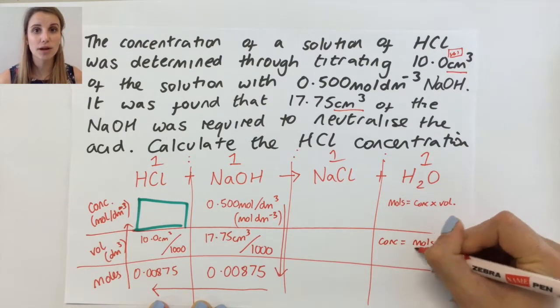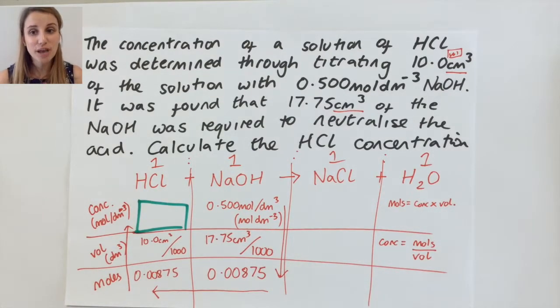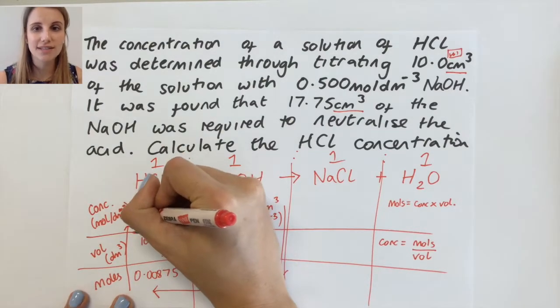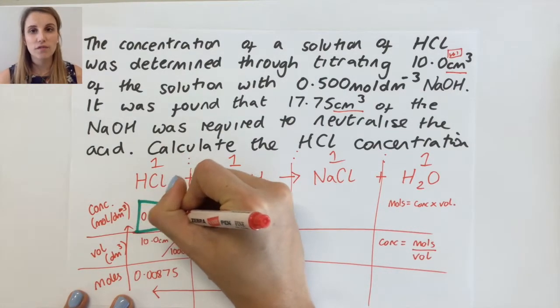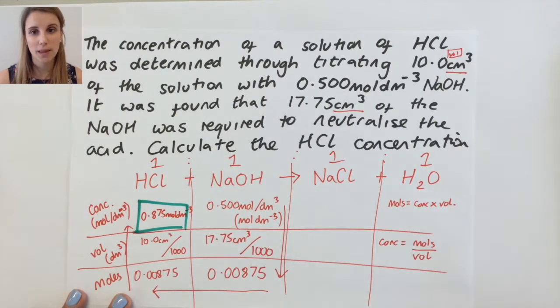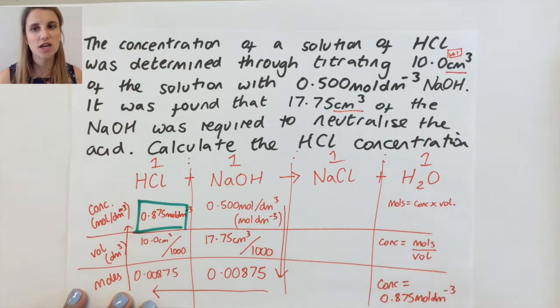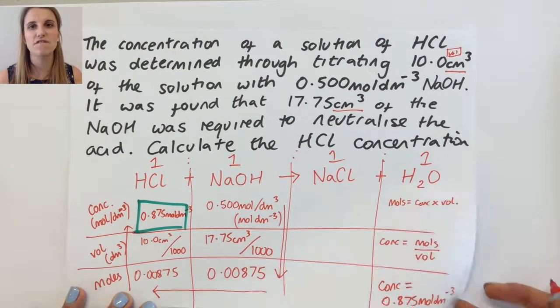Now, if I rearrange the formula, I've got concentration equals moles divided by volume, so then I can calculate my concentration and fill the green box that I'm aiming for. So if we do the 0.00875 divided by the 10 divided by 1,000, it will give you 0.875 moles per decimeter cubed. That is my concentration of HCl, and I'm going to put it at the bottom corner here just to make it look separate and like it's my final answer.